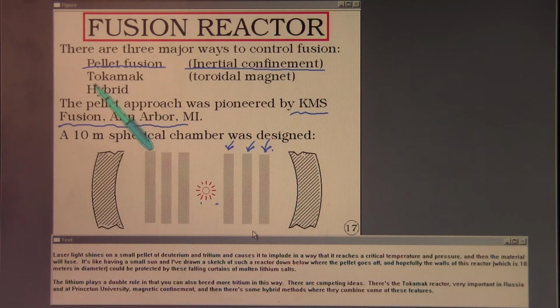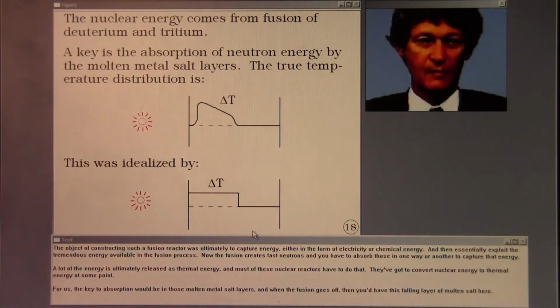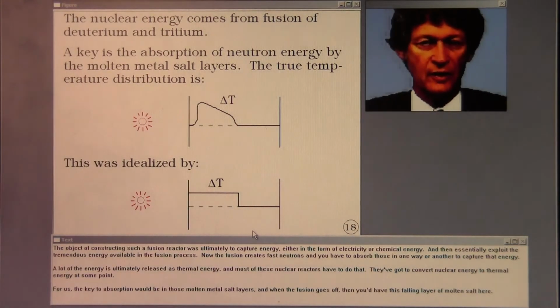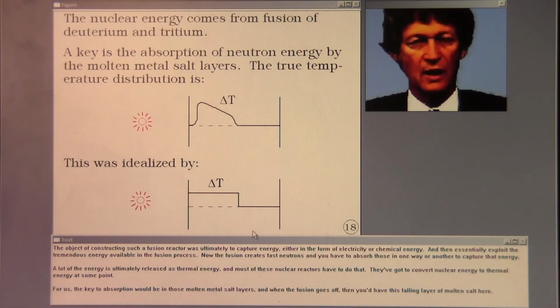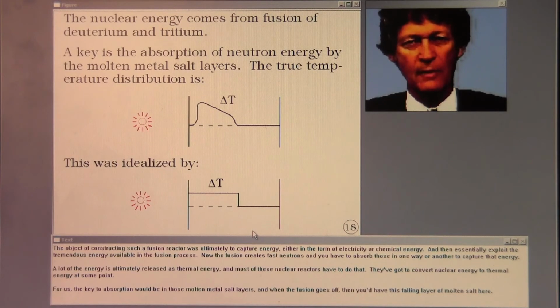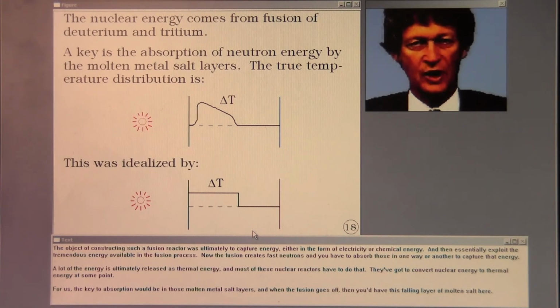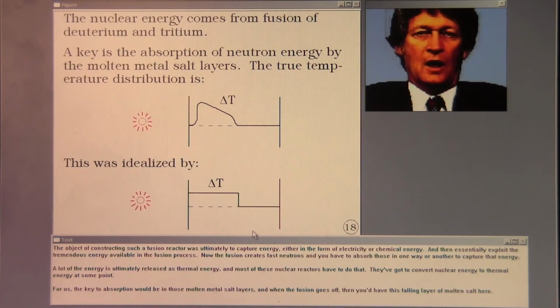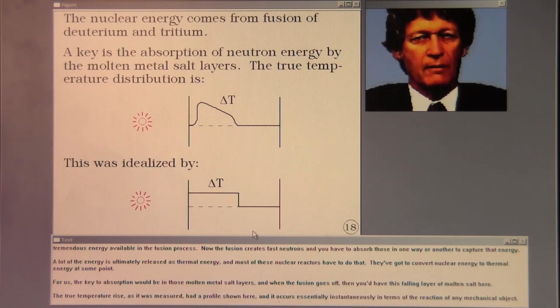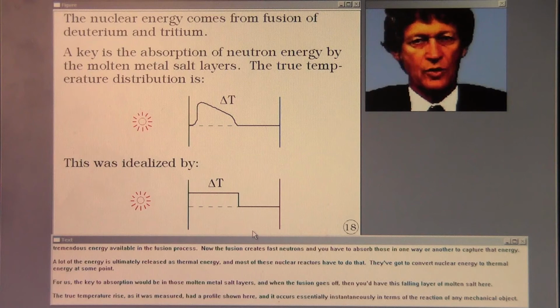There are competing ideas. There's the tokamak reactor, very important in Russia and at Princeton University, magnetic confinement, and then there are some hybrid methods where they combine some of these features. The object of constructing such a fusion reactor was ultimately to capture energy, either in the form of electricity or chemical energy, and essentially exploit the tremendous energy available in the fusion process.